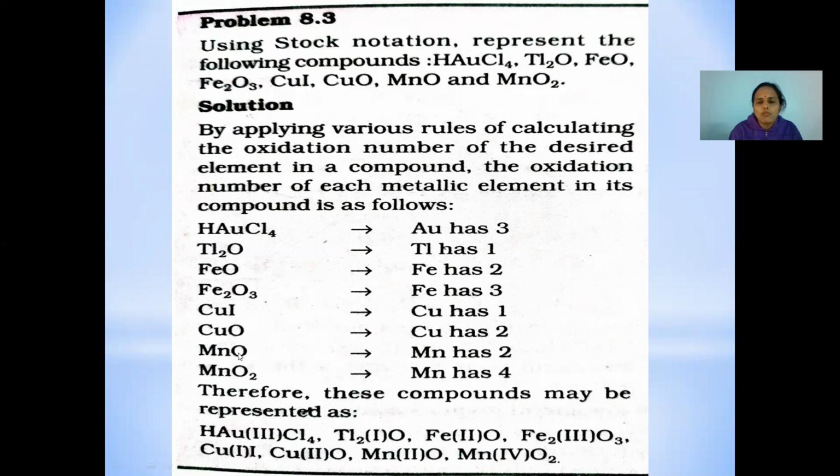Similarly, CuO, copper here is present in plus 2 state. So it's represented as Cu(II)O. MnO, manganese here is present in plus 2 state. So we represent this in Stock notation as Mn(II)O. And MnO2, manganese has plus 4 state in this case, so it's represented as Mn(IV)O2.